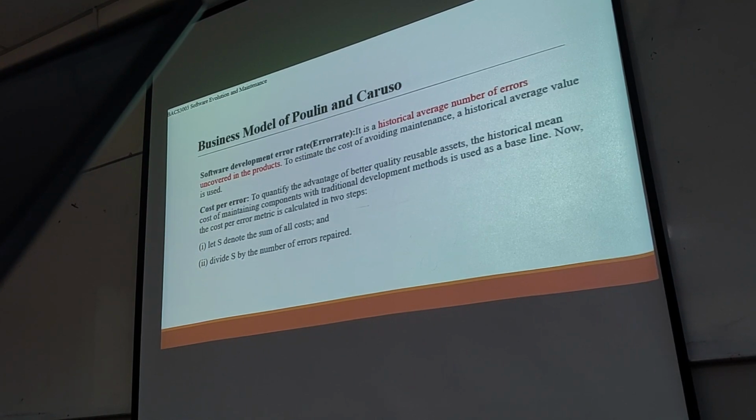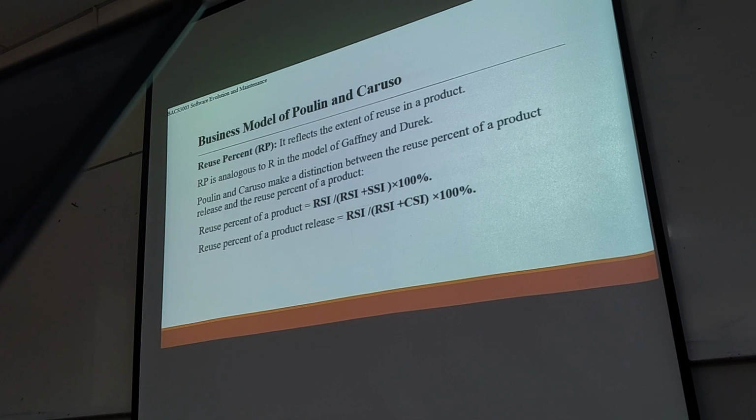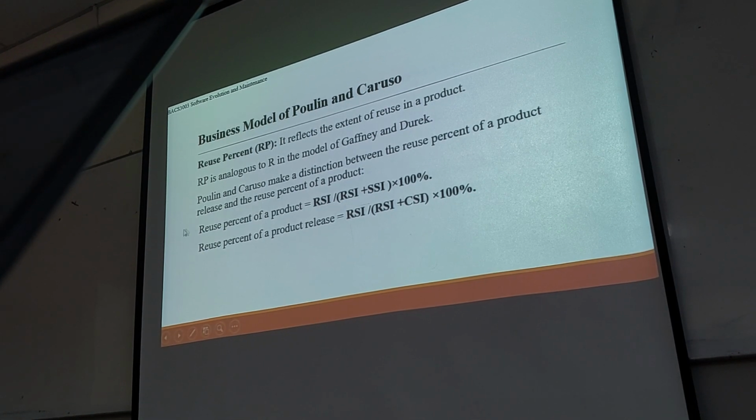Software development error rate is the average number of errors uncovered in the product, meaning errors found in the product. Cost per error is the total cost divided by how many errors. Reuse percent refers to the extent of reuse in the product. The formula for reuse percent of a product release equals RSI over total source instruction. This is the formula.